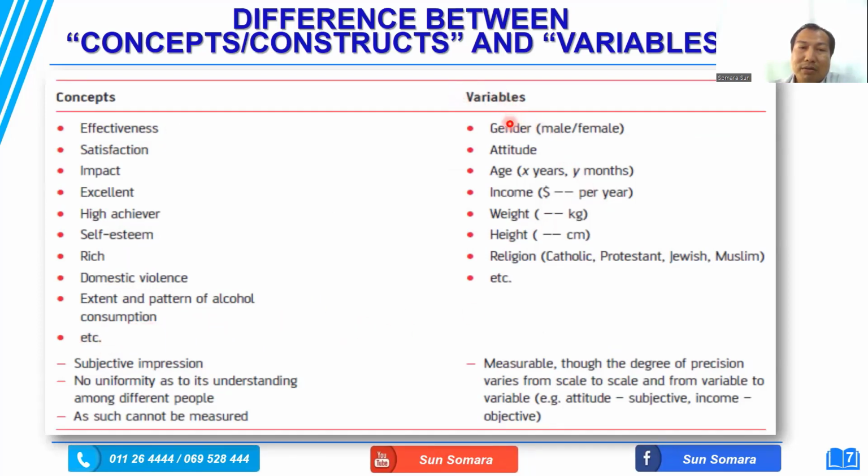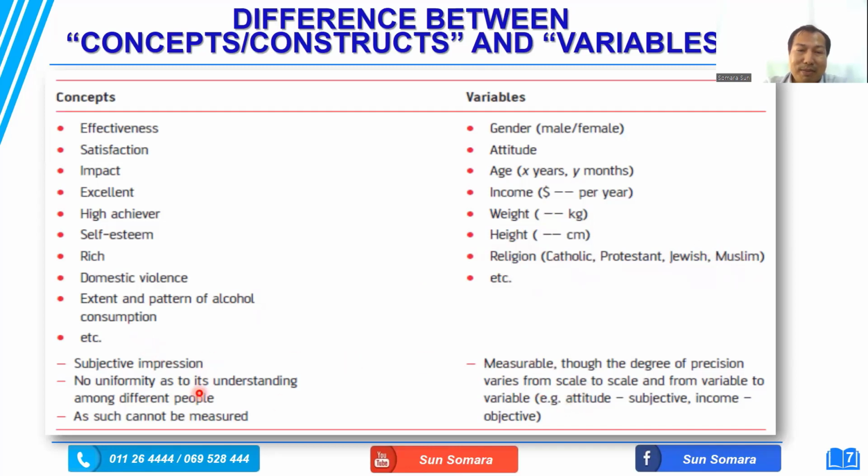About variable, it can be about gender, male or female, attitude toward one specific thing, age, which can be in years or months, income, meaning how much money, which can be in dollars or riel per year, weight in kilograms, height in centimeters, religion: Catholic, Protestant, Jewish, and Muslim, etc. Sometimes a different religion may come up with a different perspective, a different idea regarding a particular concept as well.